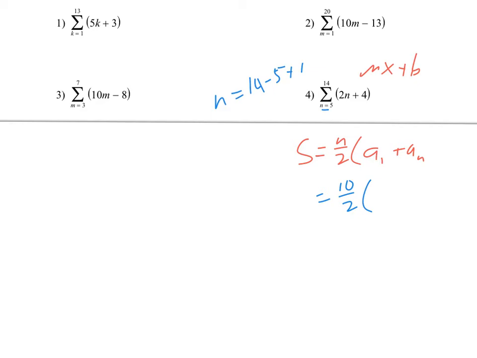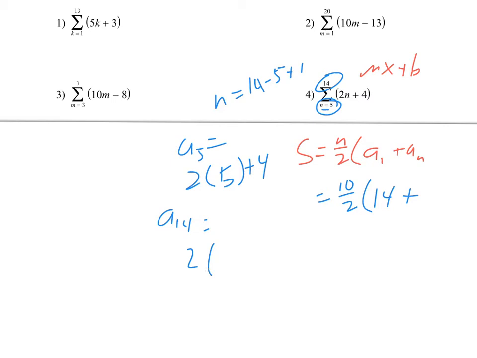And then I'm going to need my first number, which is actually not a sub 1 this time, since we're starting at 5. I'm going to just find a sub 5 and a sub 14, the first number that we're actually adding up. So 2 times 5 plus 4 is going to give me 14. And then 2 times 14 plus 4. Oops. No parentheses there. So that's going to give me 28 plus 4, so that's going to give me 32.